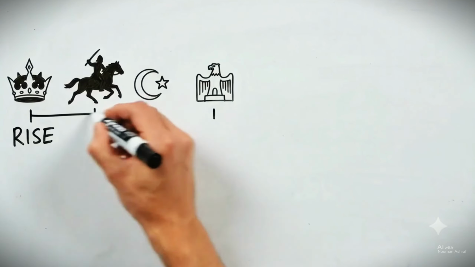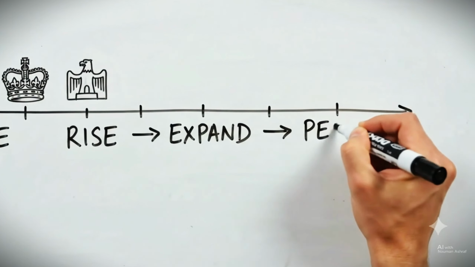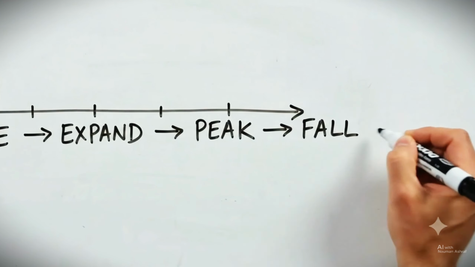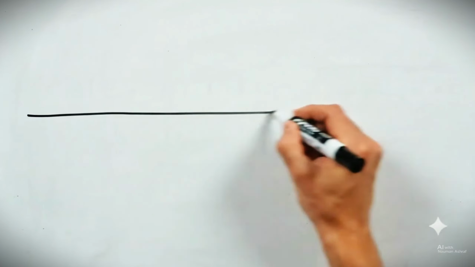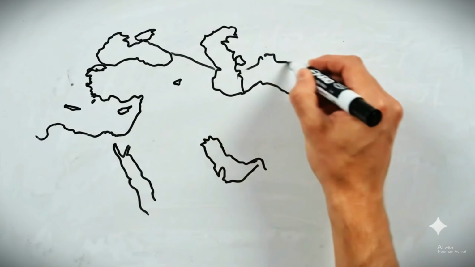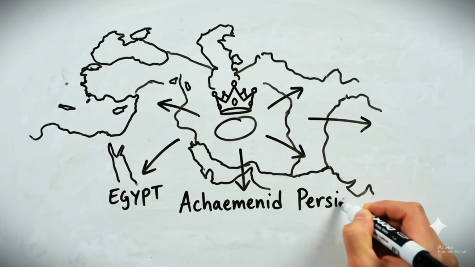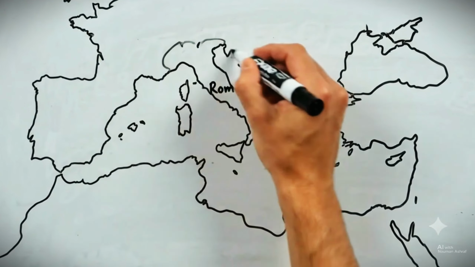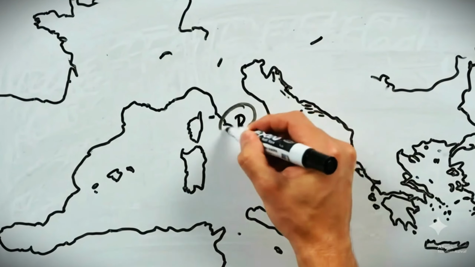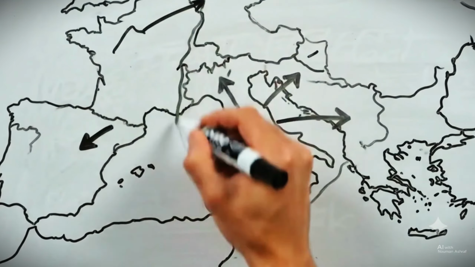First comes expansion. Then the empire reaches its maximum power. And finally, the forces holding it together begin to break apart. Starting around 550 BCE, the Achaemenid Persian Empire rapidly expanded across a huge part of the ancient world. Its strength came from administration, roads, communication, and control over enormous distances. But conquest from the west brought the empire down.